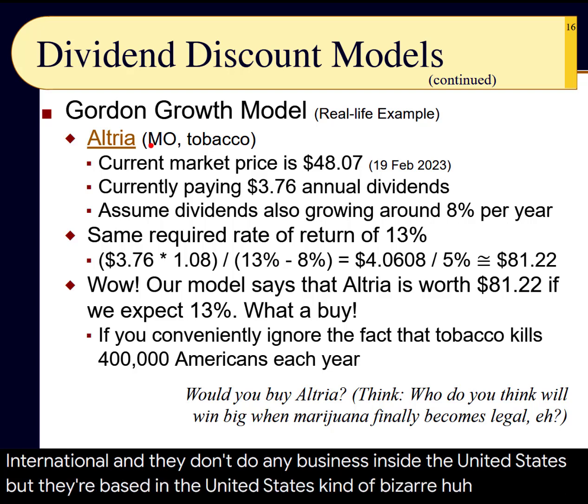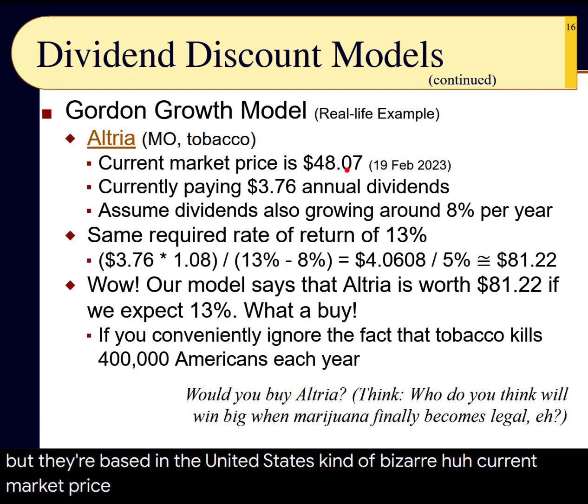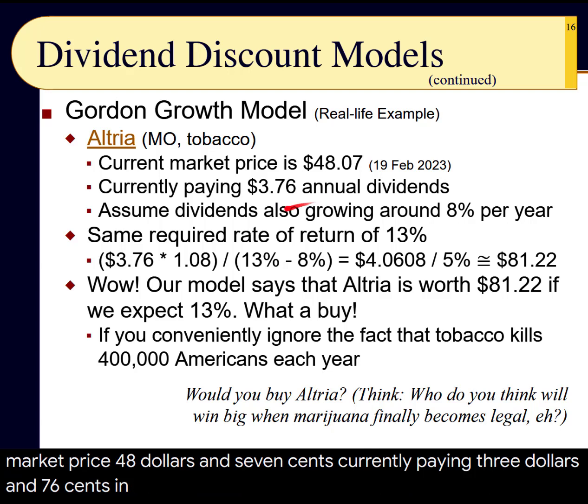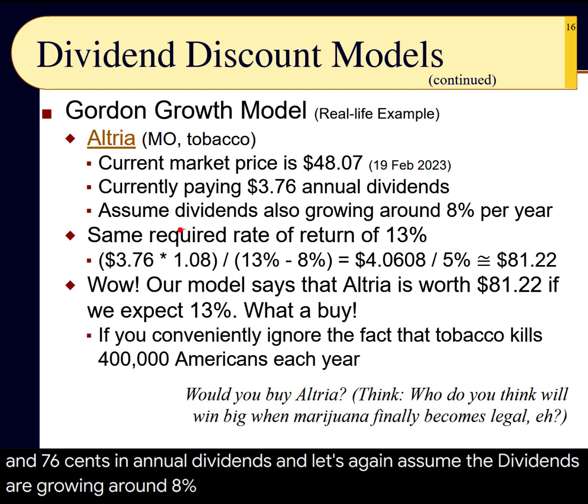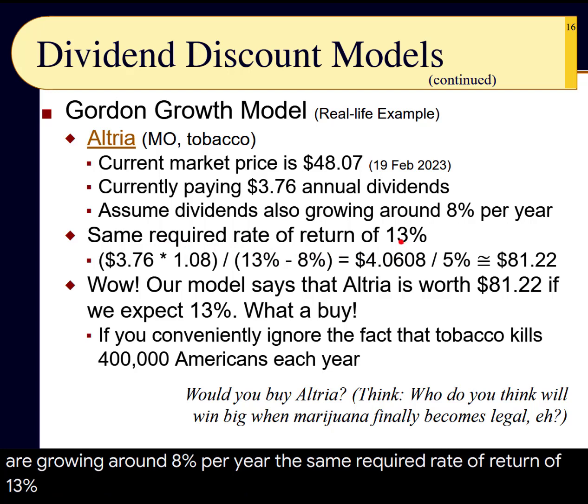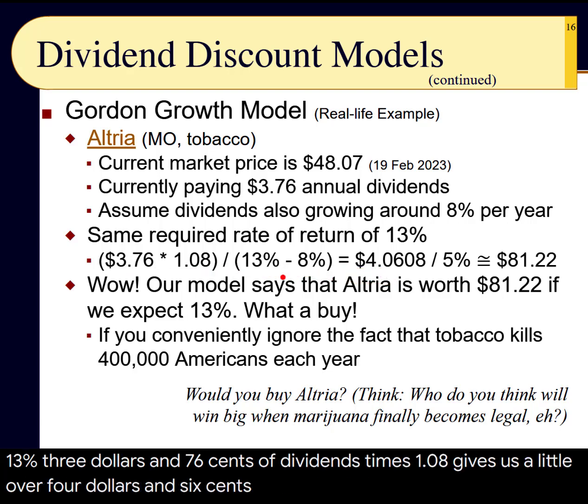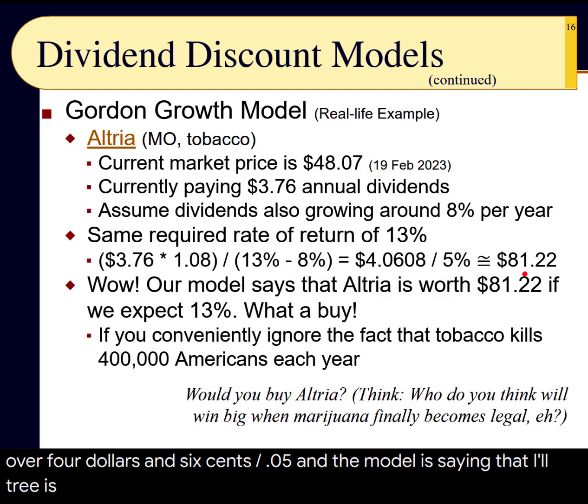Kind of bizarre, huh? Current market price, $48.07. Currently paying $3.76 in annual dividends, and let's again assume the dividends are growing around 8% per year. The same required rate of return of 13%. $3.76 of dividends times 1.08 gives us a little over $4.06. Divided by 0.05, and the model is saying that Altria is worth $81.22 if we expect 13%.